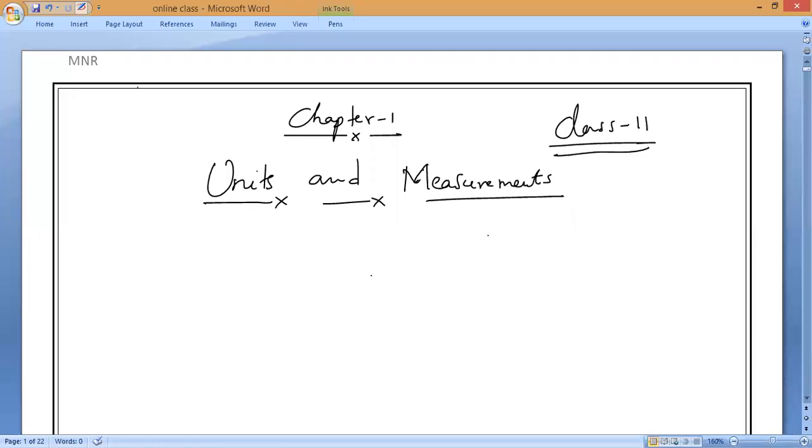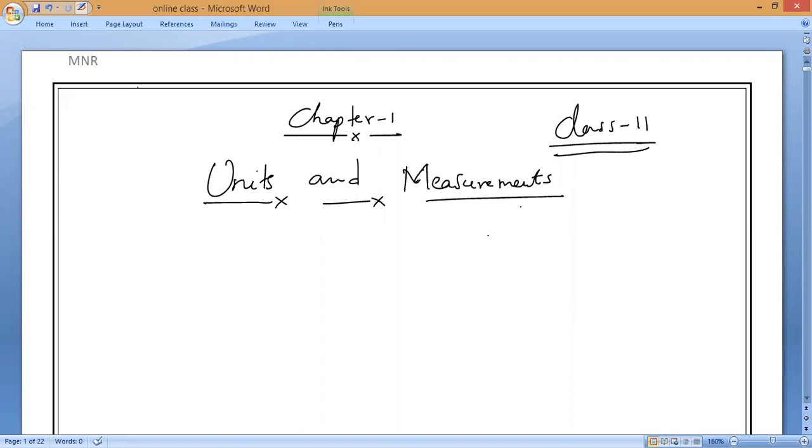So the first chapter is the fundamental chapter, which has an internal connection with every chapter, every subject, like physics, chemistry, mathematics. This is the basic thing. That is, units and measurement.